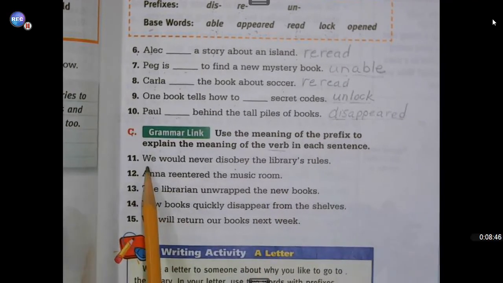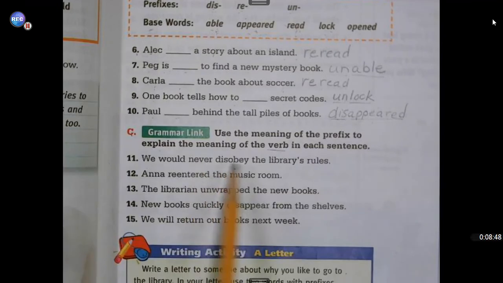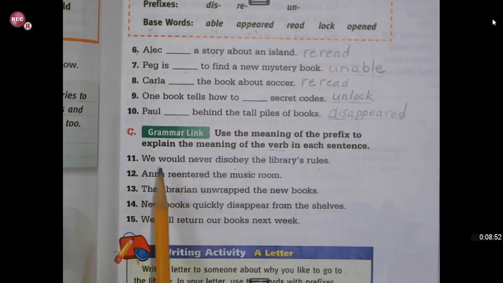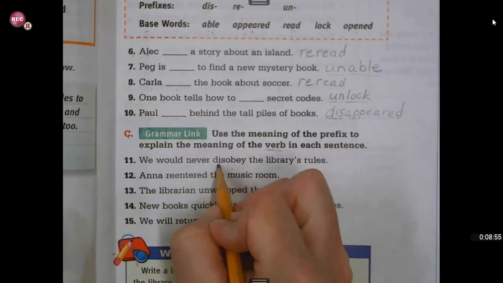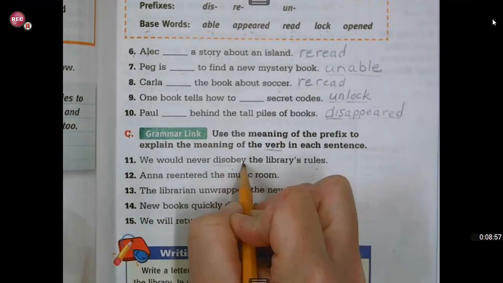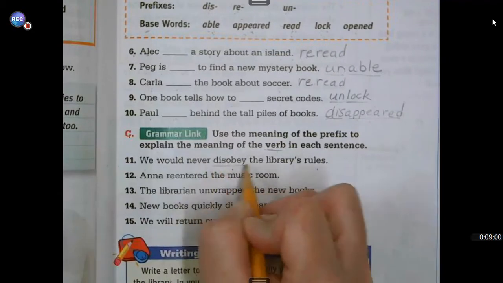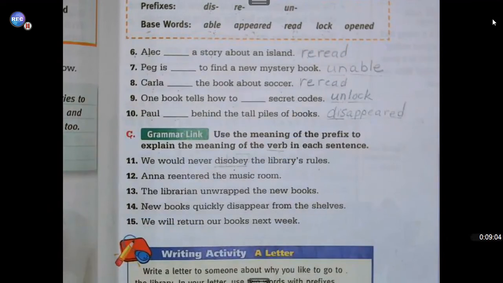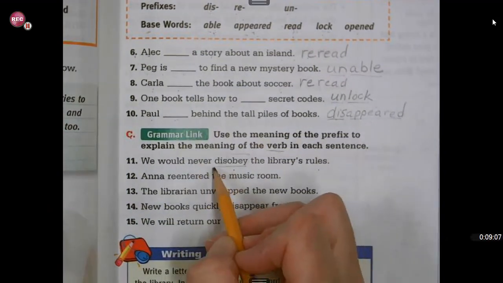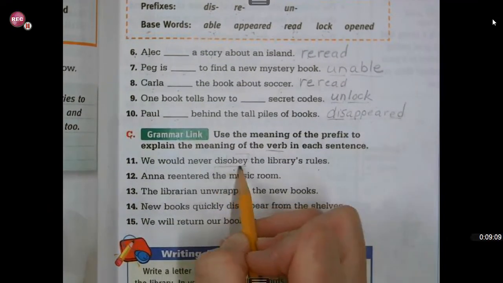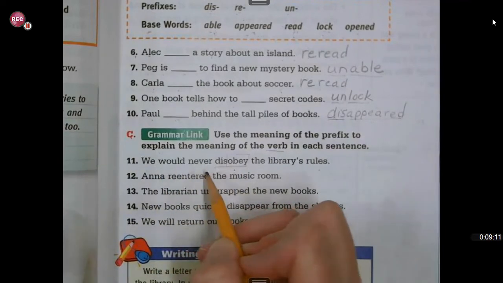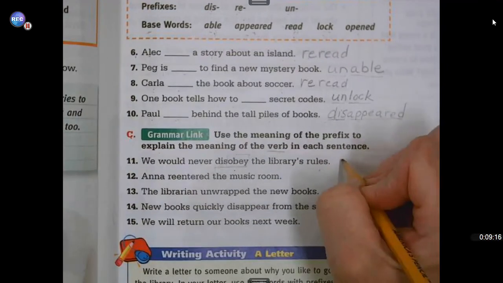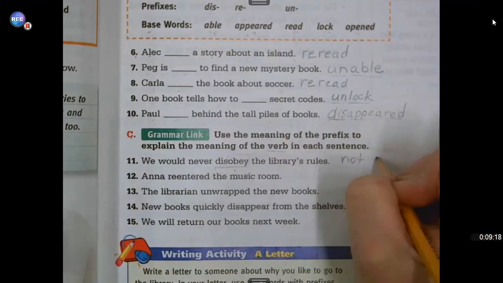So number 11, we would never disobey the library's rules. So what would we never do? Disobey. So that is our verb, our action word. So you need to tell me what disobey means. Well, I know obey means to do what you're told, and dis means not. So not obey. So we would never not obey the library's rule. So disobey means to not obey.